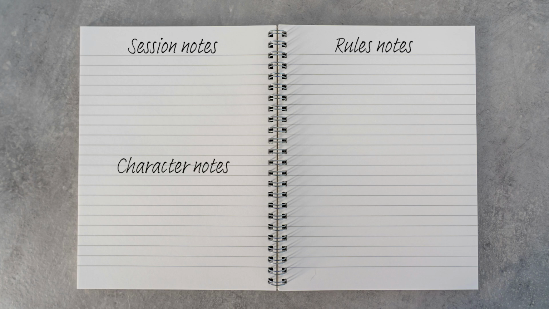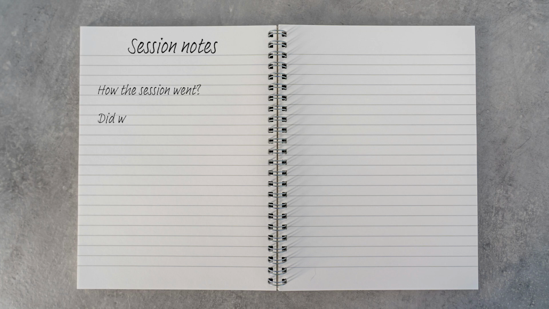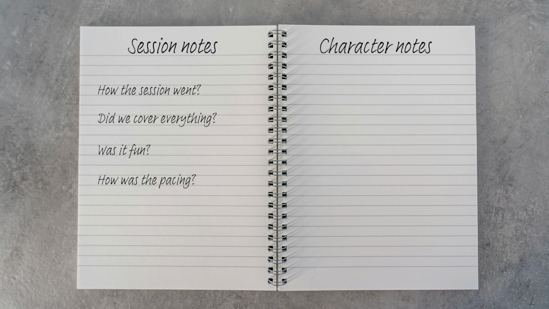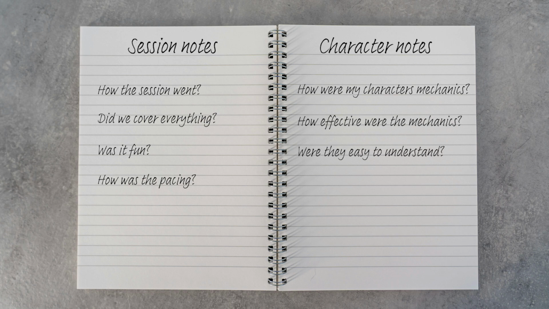When I'm a playtester in a game, I take notes in 3 sections. Notes about the session, notes about the character, and notes about the rules. So for the session notes, I unpack my notes and thoughts on how the session went, what we were actually there to cover, whether or not it was fun, enjoyable, how was the pacing. The character section, I'll dig into my own character's mechanics, how effective they were, how easy they were to understand, notes about its specific abilities.